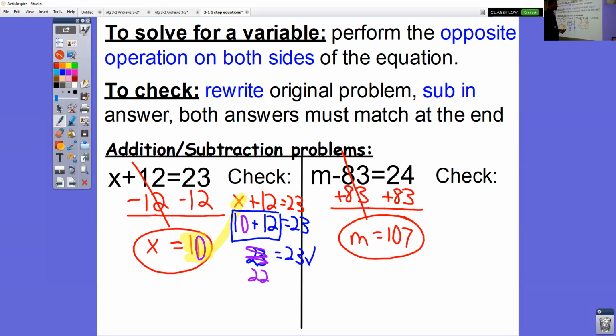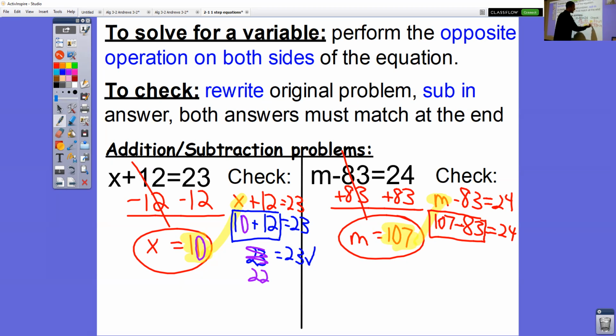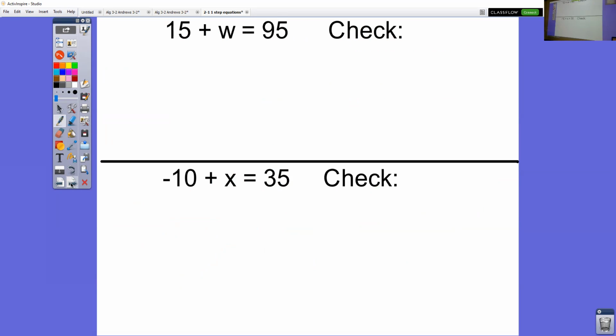Again, you could check subtraction problems too. We have our original equation, m minus 83 equals 24. We can take our 107 and sub it in for m. When we sub it in for m, we would have 107 minus 83 equals 24. Actually do this calculation. You can type it right into a calculator. 107 minus 83 does give you 24. So 24 equals 24. The two sides match, so you know your answer is correct. Let's take a look at another one.